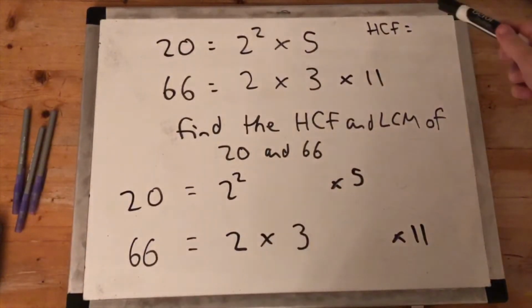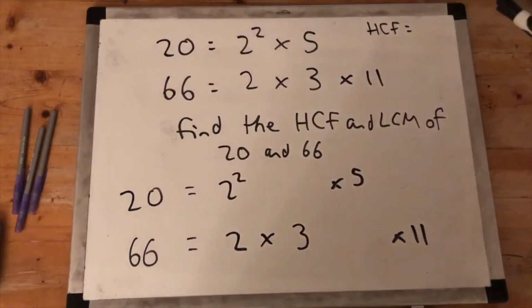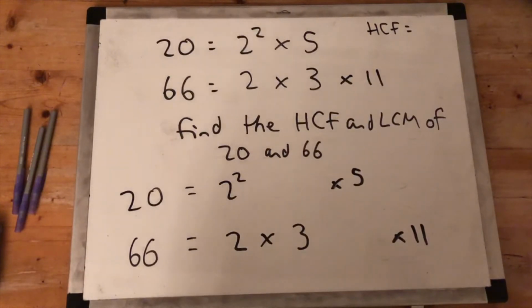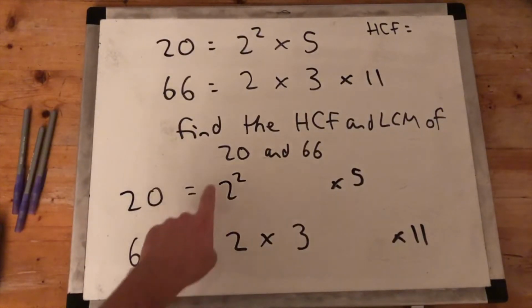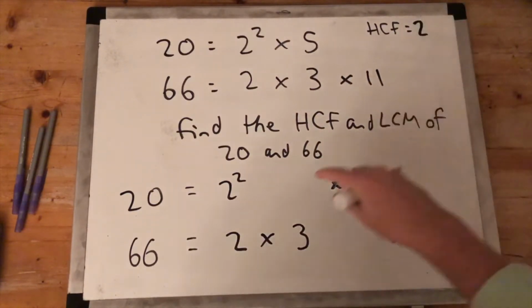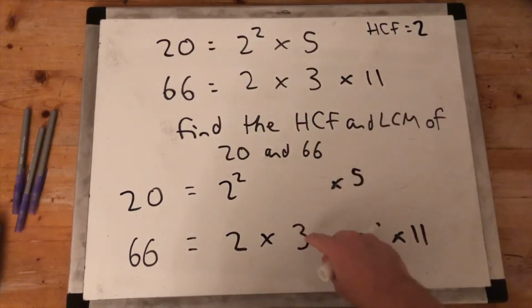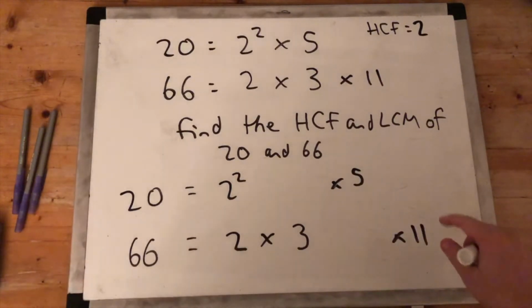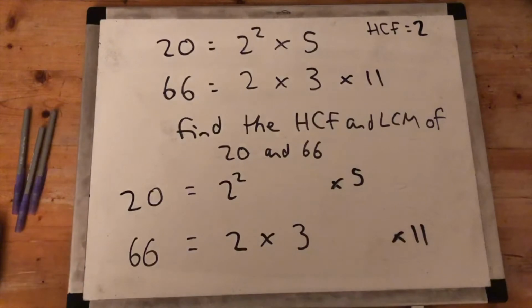For the HCF, we need to find the lowest from each. So which is lower, 2 or 2 squared? 2 is lower. Which is lower, nothing or 3? Nothing. Nothing or 5? Nothing's lower. Nothing or 11? Still going to be nothing. So our HCF is 2.